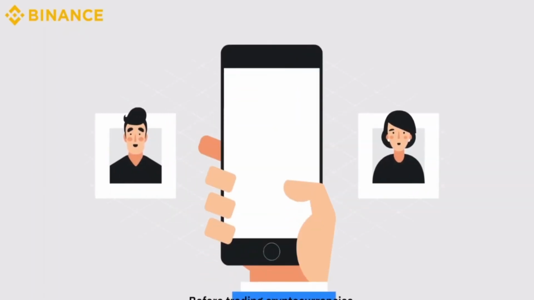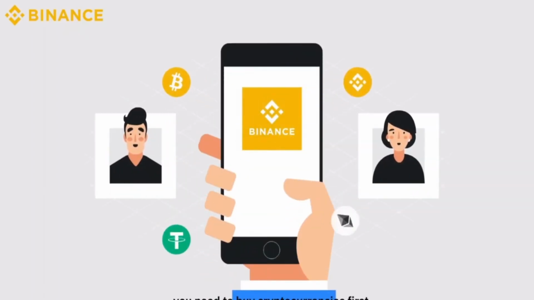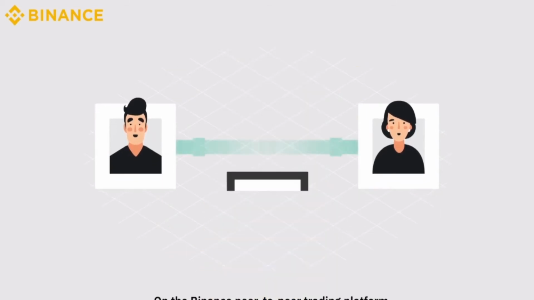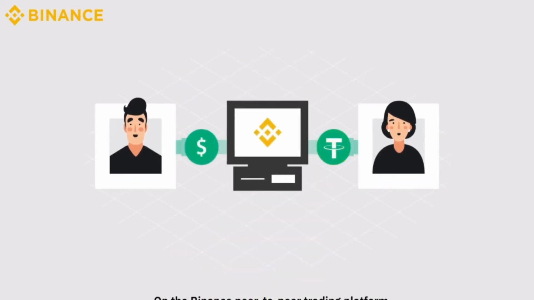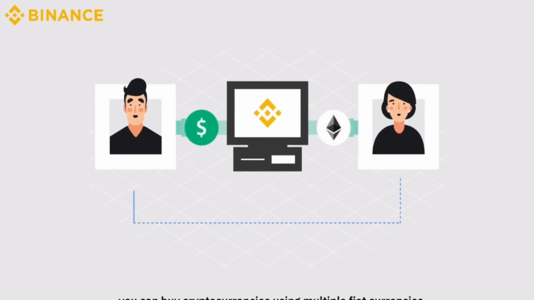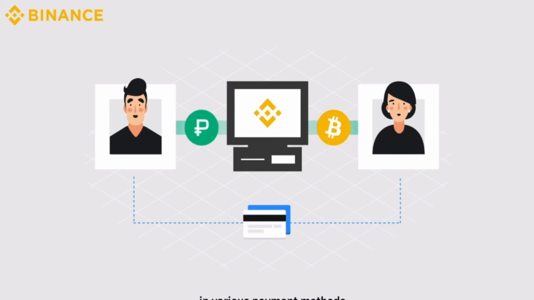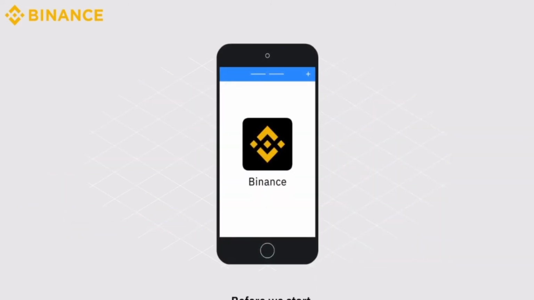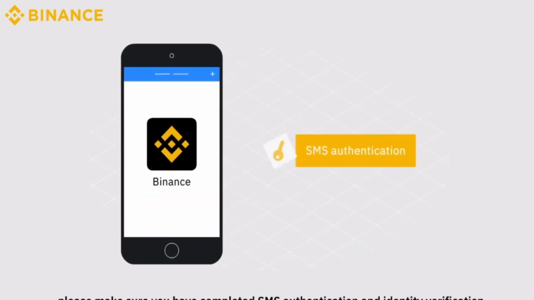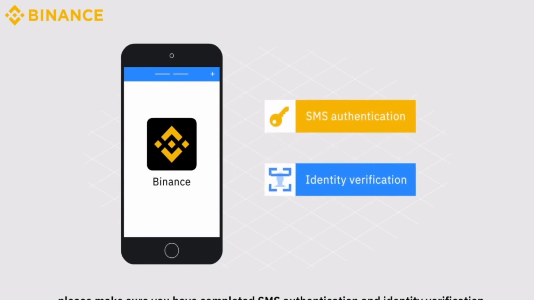Before trading cryptocurrencies, you need to buy cryptocurrencies first. On the Binance peer-to-peer trading platform, you can buy cryptocurrencies using multiple fiat currencies in various payment methods. It's super simple. Before we start, please make sure you have completed SMS authentication and identity verification.